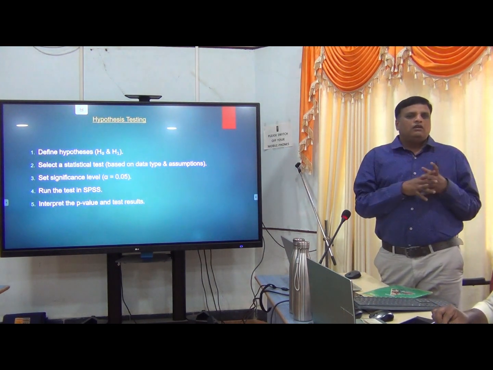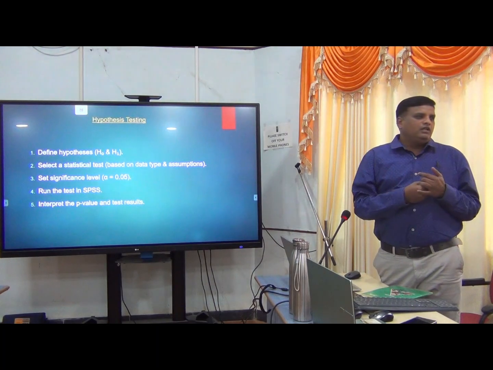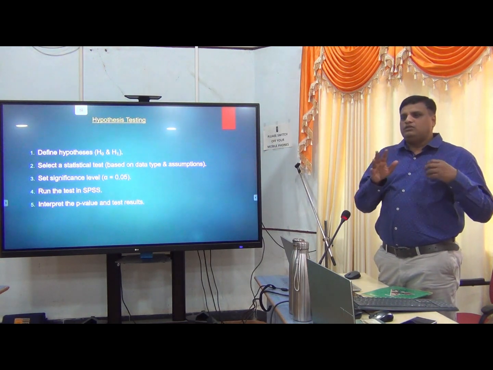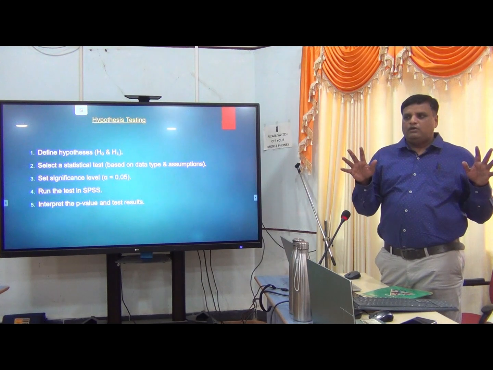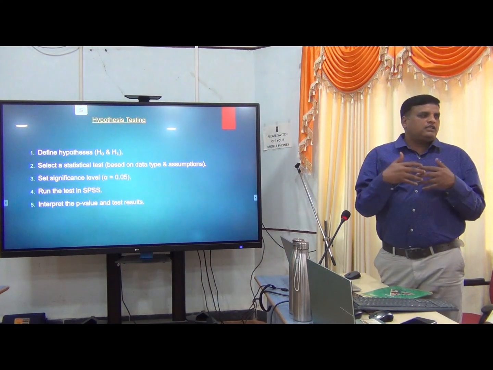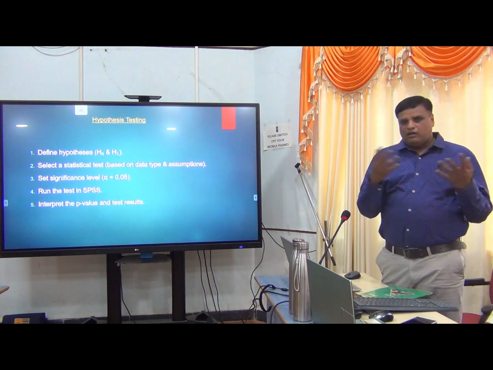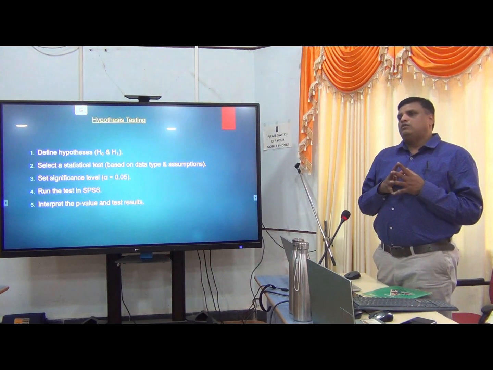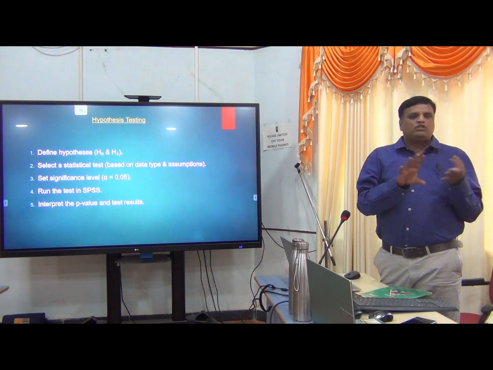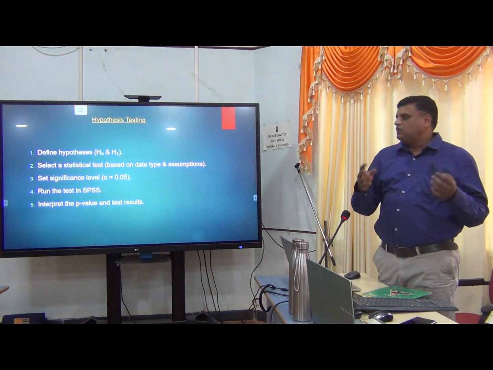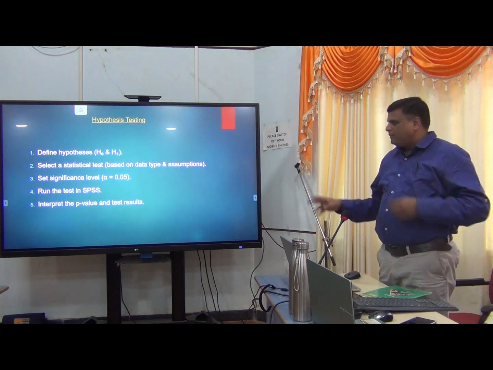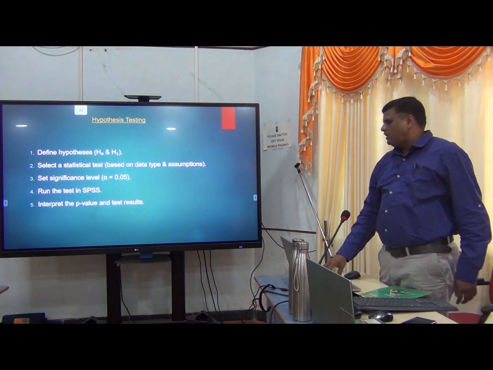So if your objective is to test for means, always go with the t-test. If your objective is to test for the variances, what test should you use? ANOVA or F test. If your objective is to test for the attributes, you have to use the chi-square test. So basically chi-square, F and T test, these are the mostly used statistical tests in social science and other research. Then we set up the level of significance, run the test in SPSS or whatever software, and interpret the results.